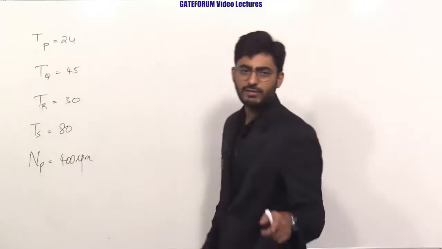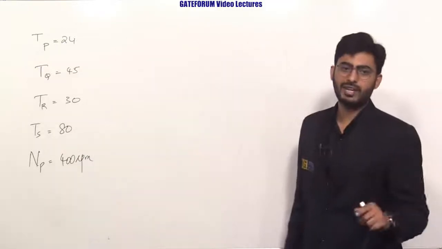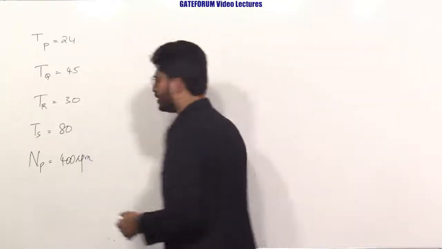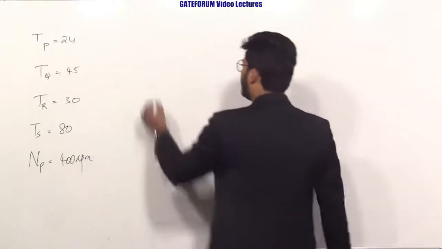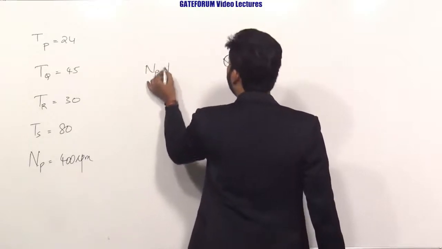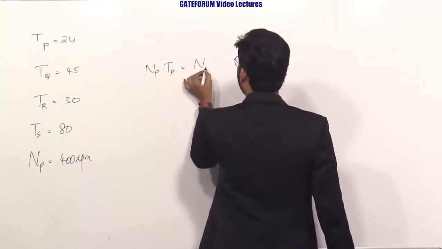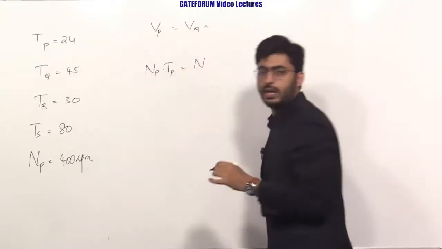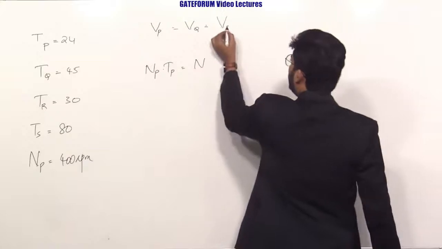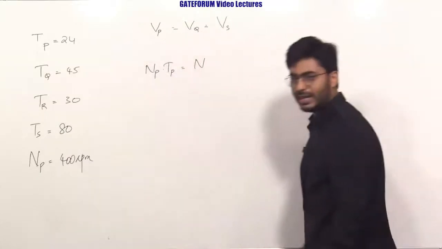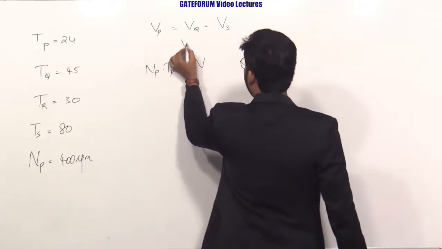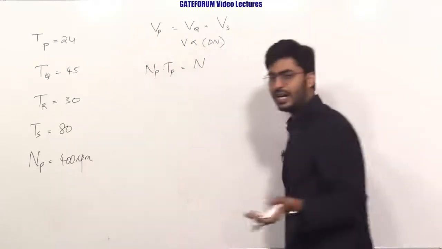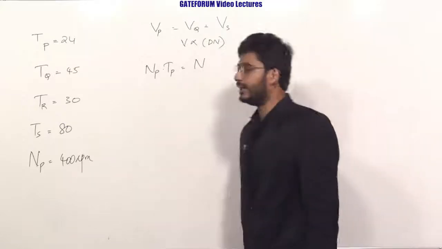Now P is meshing with Q, and Q is meshing with S. So the pitch line velocities for P, Q and S will be the same, that is VP is equal to VQ is equal to VS. V is a function of pi, diameter and rotational speed. Here V is proportional to the product of diameter and rotational speed. Instead of diameter, I am replacing that with teeth.